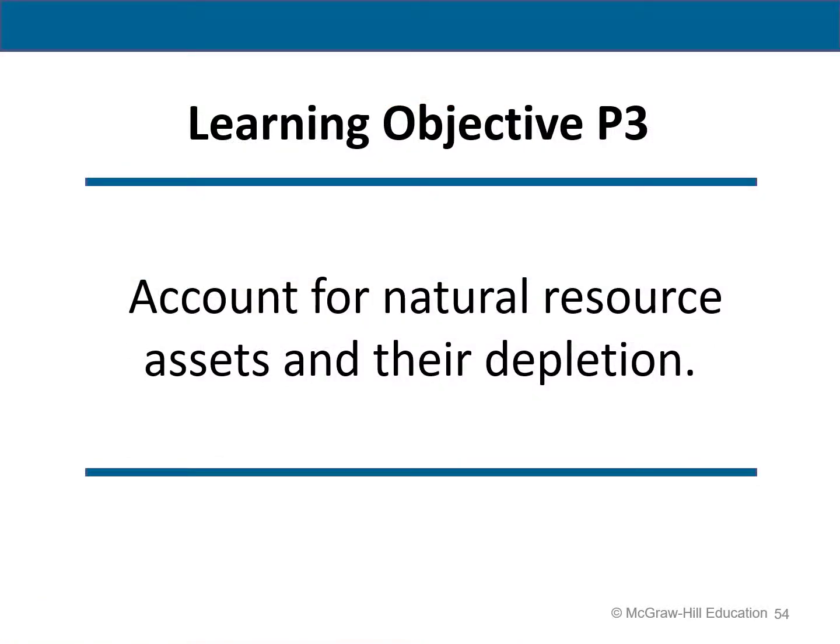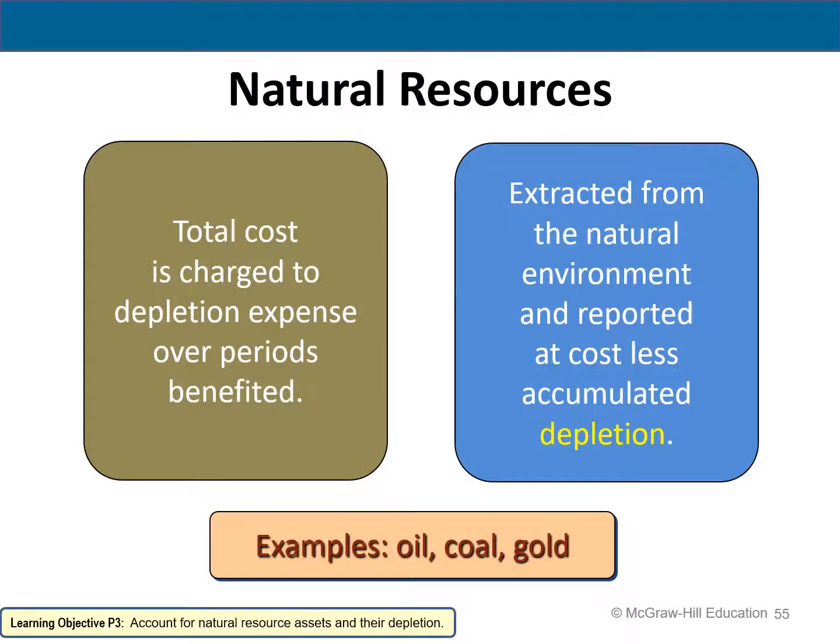All right, so now let's talk about natural resource assets and how we deplete them. So natural resources, total cost is charged to depletion expense over the periods benefited. So it's very similar to depreciation. Same exact concept, different name, depletion. Okay. Extracted from the natural environment and reported at cost less accumulated depletion. So think about oil, coal mines, gold, that kind of thing.